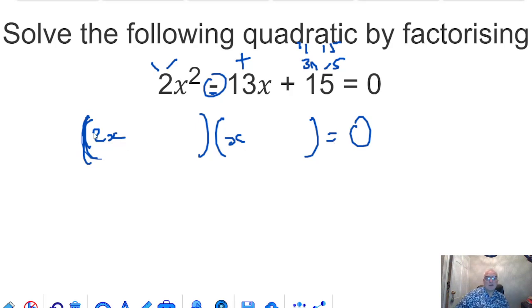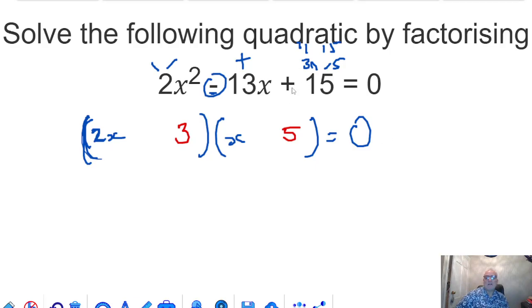But bearing in mind I've got 2 times something and 1 times something. So if I look at doing 2 times 1, 1 times 15, that would make 13, and 2 times 5 and 1 times 3 would also make 13. So we're going to have to really try this one out. So let's say we put in, just to try it, that we've got 2 times 5, and 1 times 3.